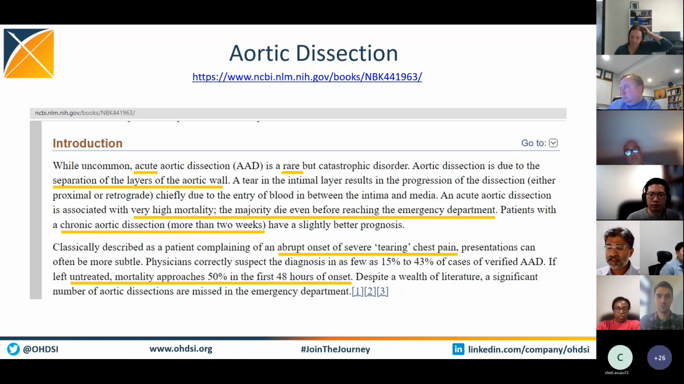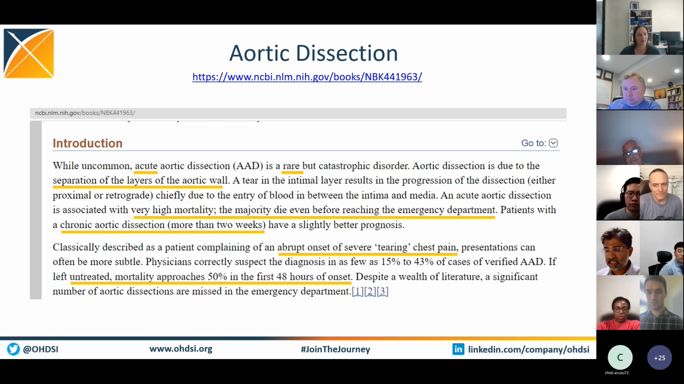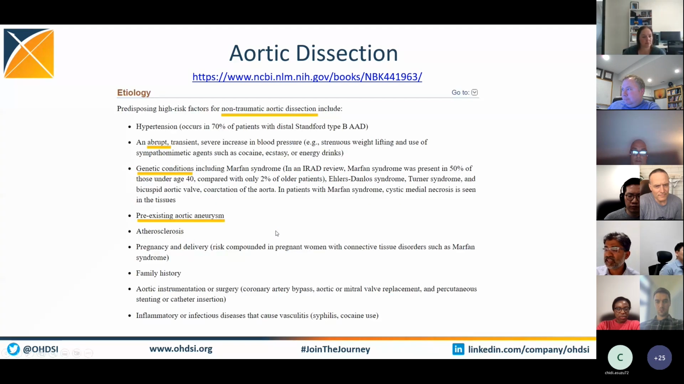Now, very rarely, if for some reason it stops and it can heal, those people may have something called a chronic aortic dissection, where it would last for more than 2 weeks. So they have a slightly better prognosis, but overall, acute aortic dissection is very dangerous, with high mortality, abrupt onset, and severe tearing chest pain. So that's the general insight we get by looking at that document.